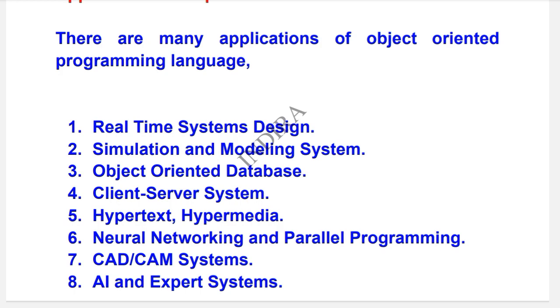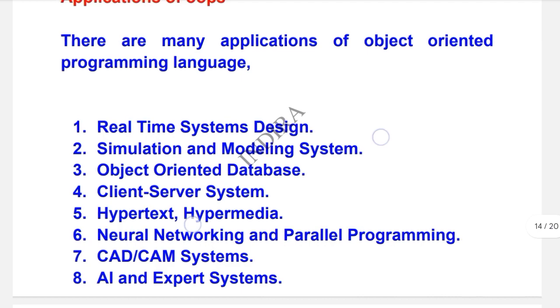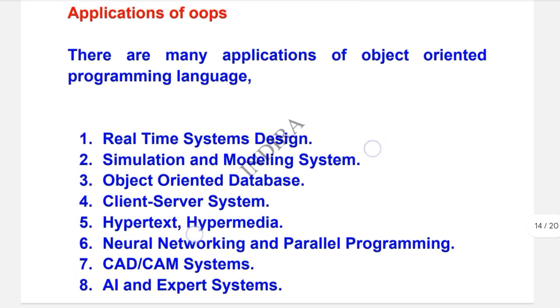Simulation and modeling systems are developed by using OOPs. We can develop predefined software, whereas an object oriented database is where we can execute programs in object oriented form, that means in graphical representation. In a client server system, the client can easily contact the server. That means the client is directly contacting the server, directly in contact with the Java software.